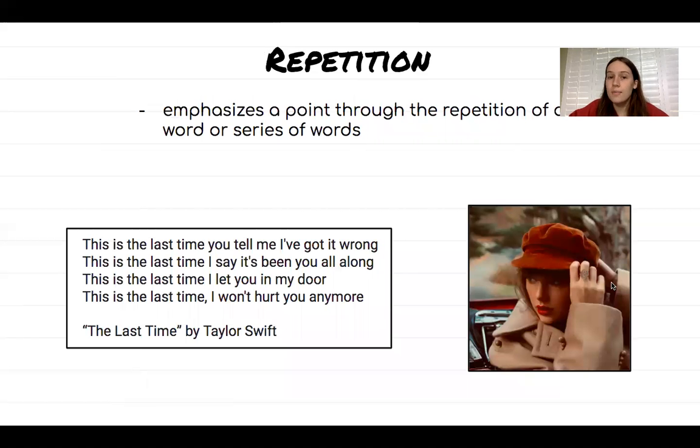The next term is repetition. Repetition emphasizes a point through the repetition of a word or a series of words. Music does this a lot. I've included Taylor Swift as the example here from her song The Last Time. It's common in a lot of poetry. They'll repeat a phrase or multiple phrases. The poem Annabel Lee by Edgar Allan Poe does this. Edgar Allan Poe repeats "I am my Annabel Lee" multiple times throughout the poem. And this really emphasizes what is being repeated.